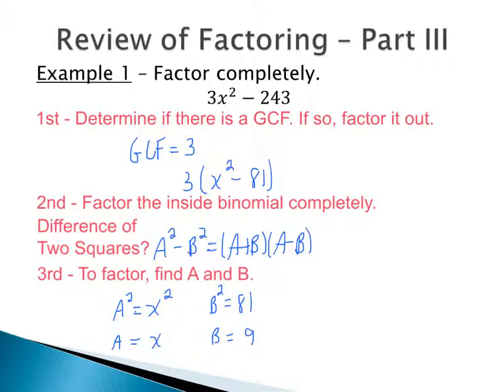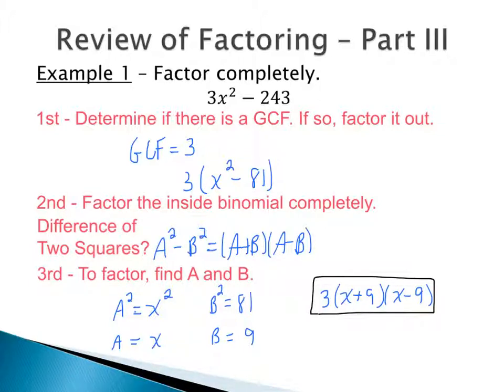Once we figure out what a and b are, then we can just plug it into this formula, a plus b, a minus b. Again, it has to be a difference of two squares. If we didn't have a perfect square, then we couldn't use this formula. So on its own, then we would have the 3, that was part of our greatest common factor, on the outside. Then we would have our a plus b and our a minus b. So a, again, is x, so x plus our b, which is 9, and then x minus 9. And this would be our completely factored form since we did have that greatest common factor in the beginning.